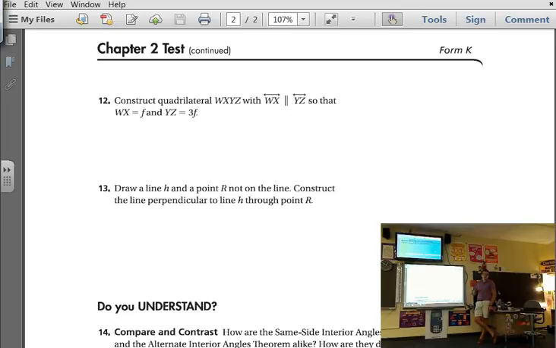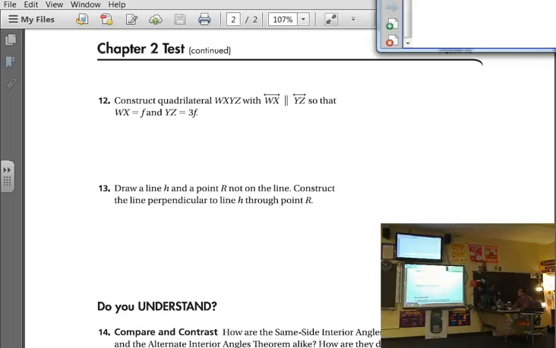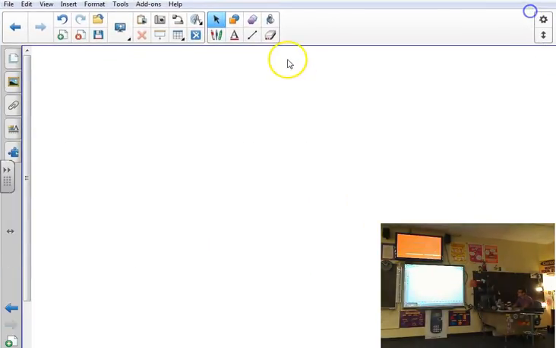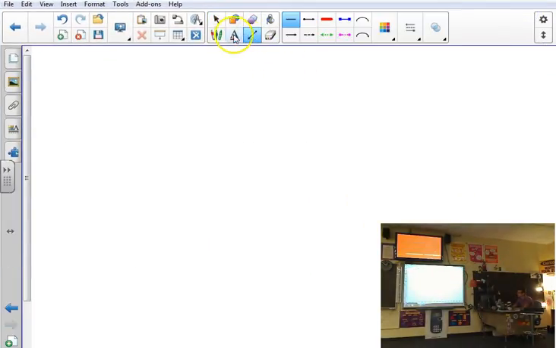When you have to construct, all this tells me is these have to be parallel, and then WX is f, and YZ is 3f. So this uses construction. You've got to do 3 times your f. So however big your f is, let's say I here construct, math tools.